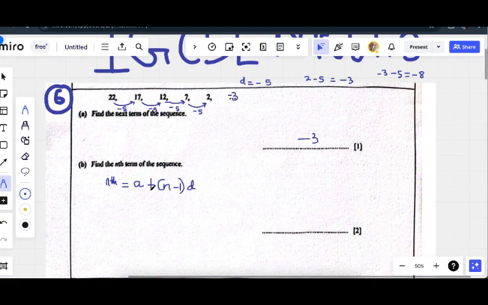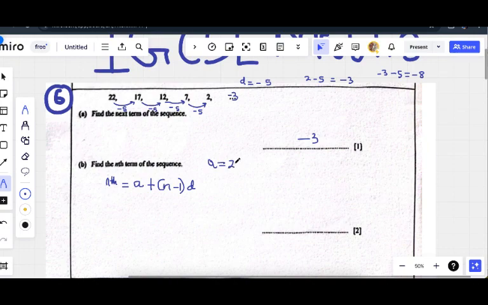A plus bracket, N minus 1 bracket D. So if you know this formula, then everything is done for you. Now what is A? A is the first term, so A is 22, because it's the first term. So we can bring it out.